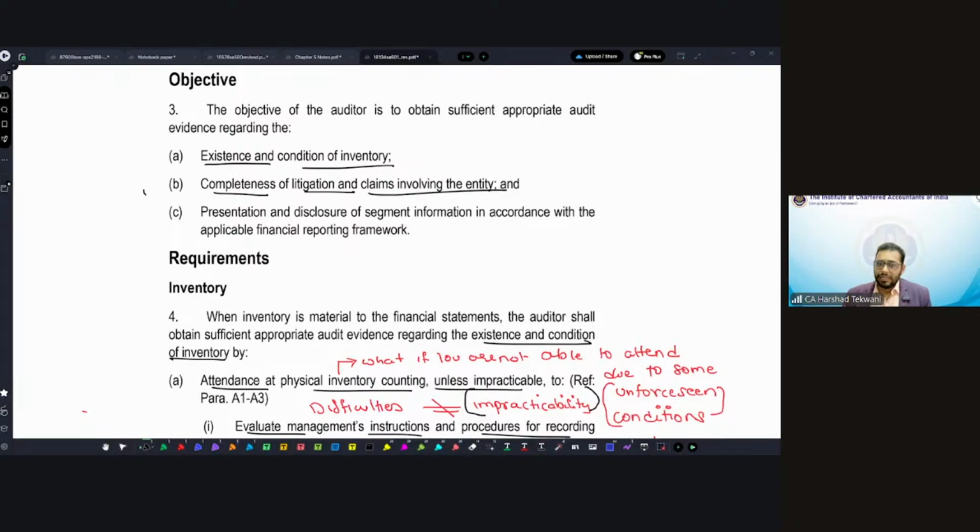So if there are 10, 20 or 100 line items of litigation, they have to reply in that way. Otherwise, how can you get the completeness? If you ask about specific ones which are already in the books of accounts, you are just checking the accuracy of those particular line items, not the completeness.